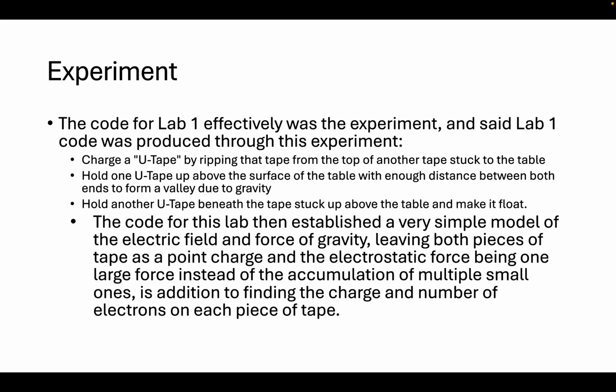The code for Lab 1 effectively was the experiment. Lab 1 code was produced through this experiment, charging a U-tape by ripping that tape on top of another tape, holding one tape up above the surface, and then holding another one to make that top one float. And then the code for this lab established a very simple model of the electric field and force of gravity, leaving both pieces of tape as a point charge and the electrostatic force being one large force instead of the accumulation of multiple small ones, in addition to finding the charge and number of electrons on each piece of tape.